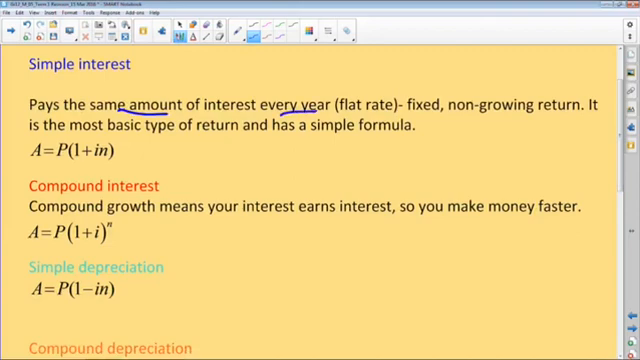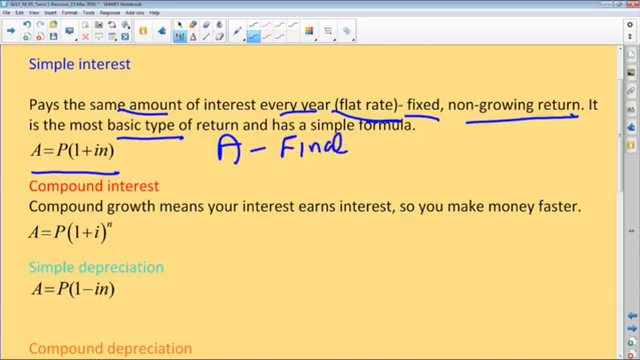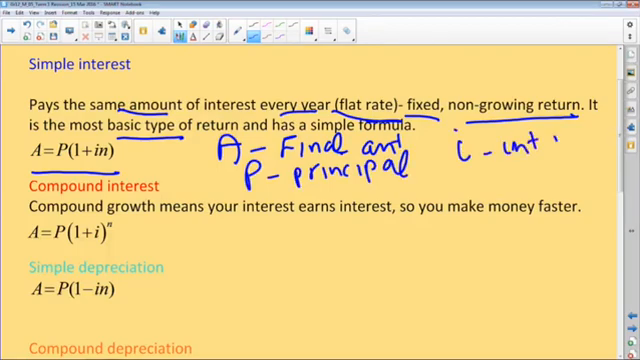We also call this a flat rate. It is fixed, it is non-growing return, and it really is the most basic type of return, and therefore it's got a basic formula where A is equal to P times (1 plus I times N). Let's go through each of those letters. A stands for your final amount, or your accumulated amount. P is your principal or your initial amount. I is your interest rate. And N is your period.